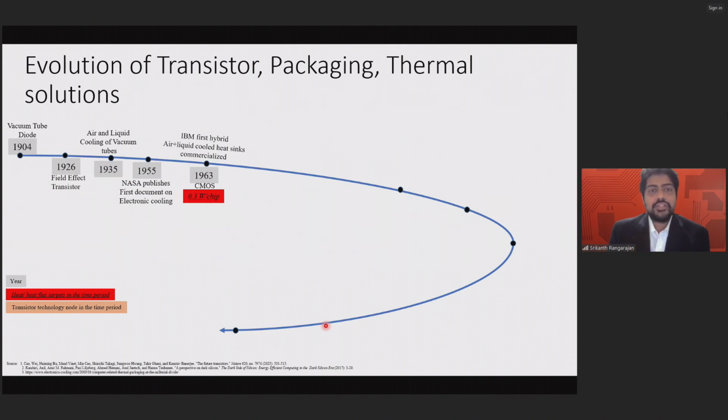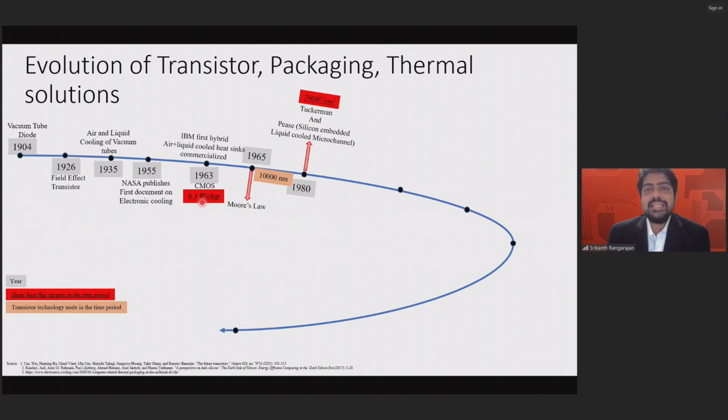And 1963 marks the year IBM came out and commercialized an air and liquid cooled heatsink. The amount of heat per chip at that time was 0.3 watt per chip. And in 1965, we had Moore's law coming in, and we also had a transistor technology of 10,000 nanometers.